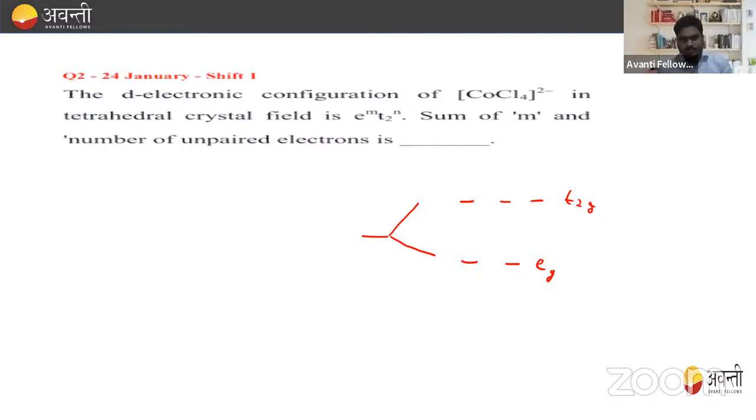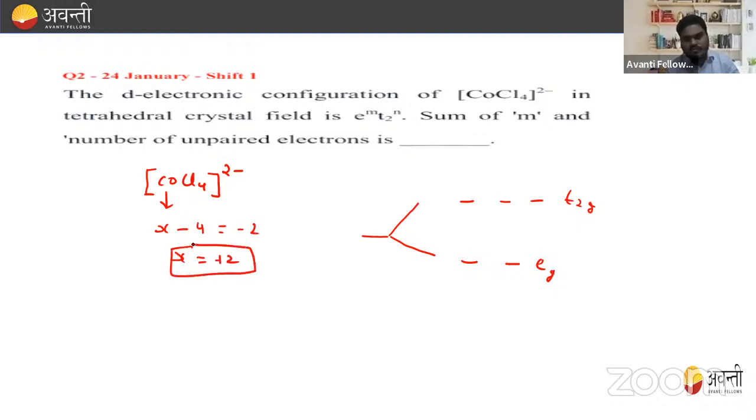So this is the complex, right? What is the complex here? That is CoCl4 2-. So what is the oxidation number here? That is X, and this is -4, equal to -2. So what is the oxidation state? That is +2. So cobalt is in the +2 form.